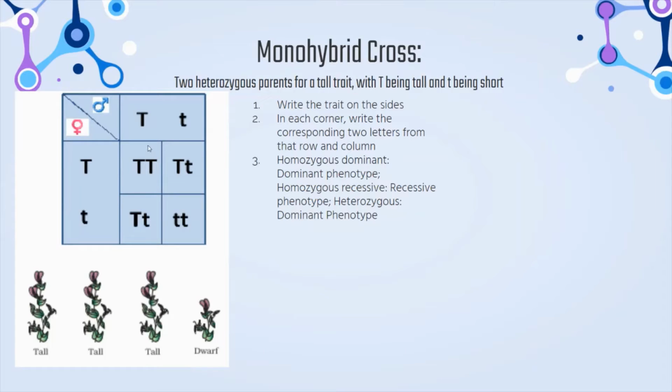If it is homozygous dominant, the dominant phenotype will show. If it is homozygous recessive, the recessive trait will show. However, if it's heterozygous, the dominant phenotype will show because the dominant allele basically trumps the lowercase or recessive allele. So that's why in this monohybrid cross, 3 out of 4 offspring will generally be tall, whereas there will be one short plant out of every 4.